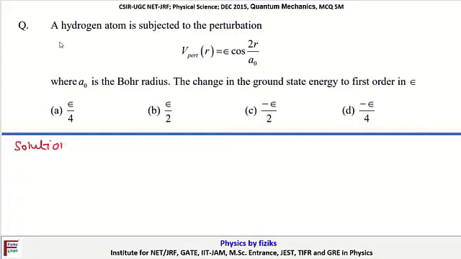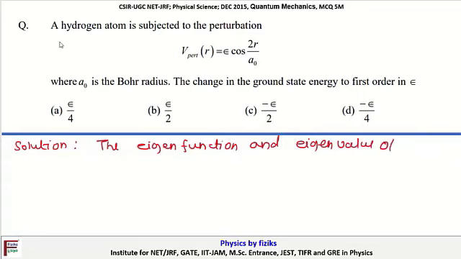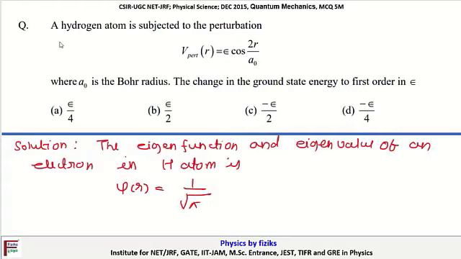Solution. The eigenfunction and eigenvalue of an electron in the H atom is psi of r equal to 1 by root pi a0 cube e to the power minus r by a0, and En is equal to minus R infinity hc by n square.